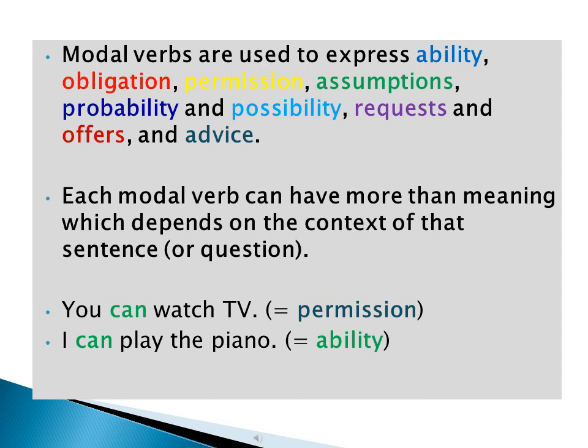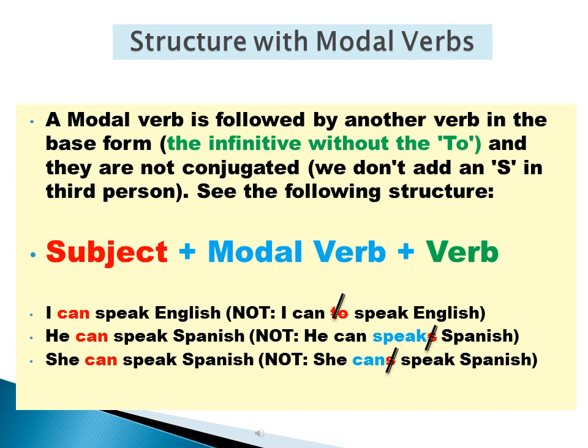Okay. Now let's see the structure with modal verbs. So a modal verb is followed by another verb in the base form. The infinitive without the to. Okay. دائما الفعل اللي كيجي من بعد المودل ما كيكونش معاه to. Okay. And they are not conjugated. ما كيتصرفوش. We don't add, for example, s at the end in third person. So let's see the following structure. So subject plus modal verb plus verb. هذه هي الستراكشر التركيبة ديالهم.